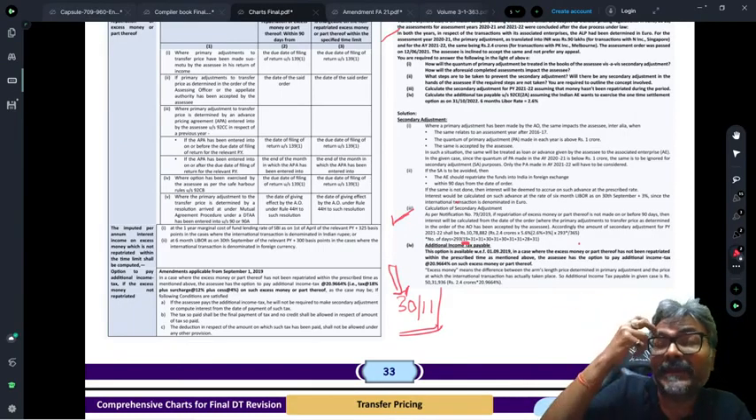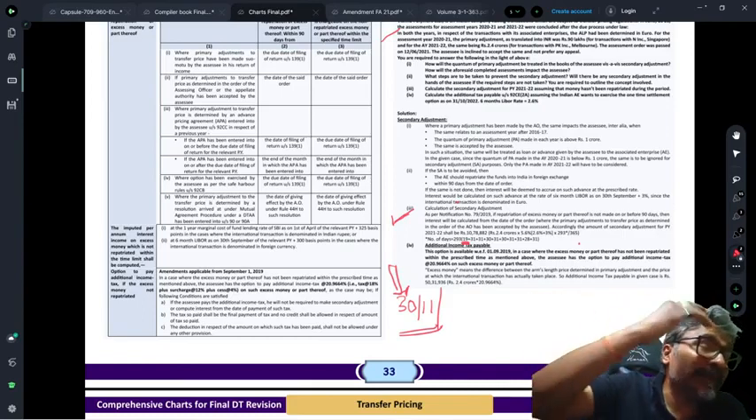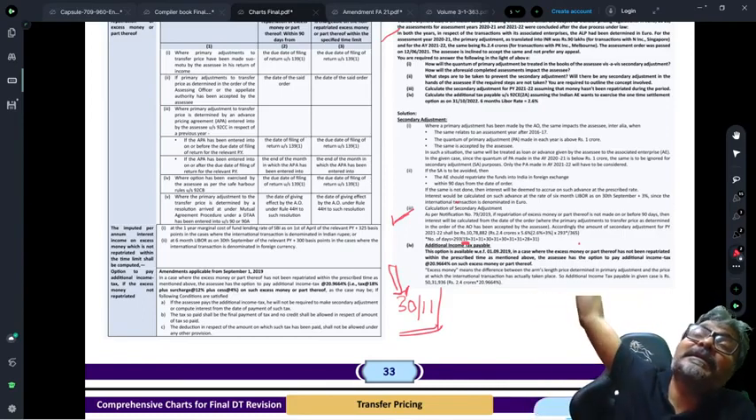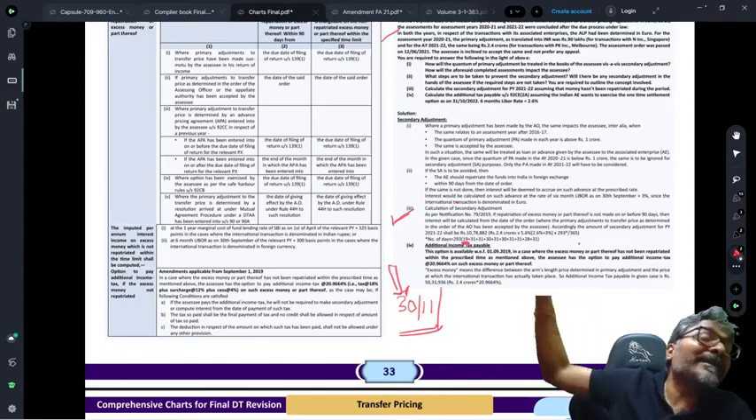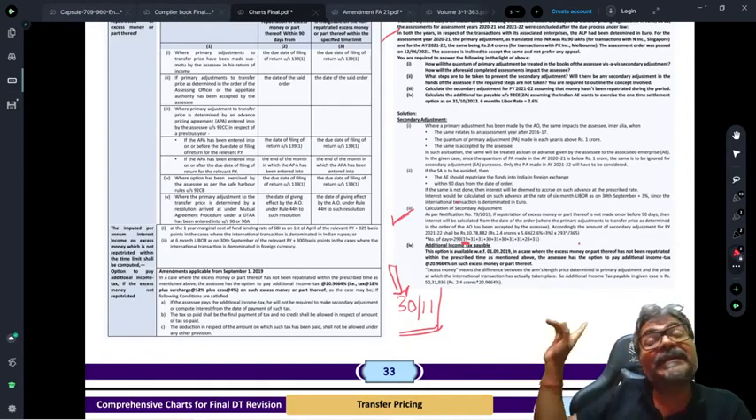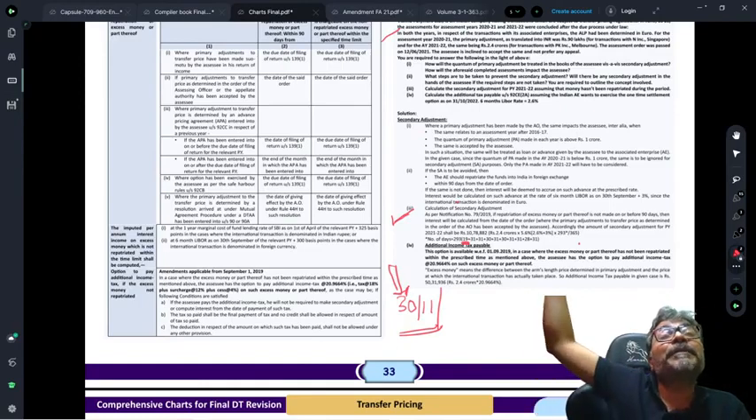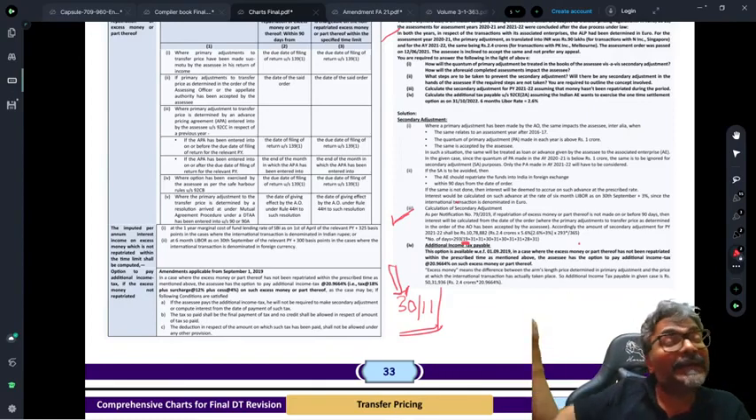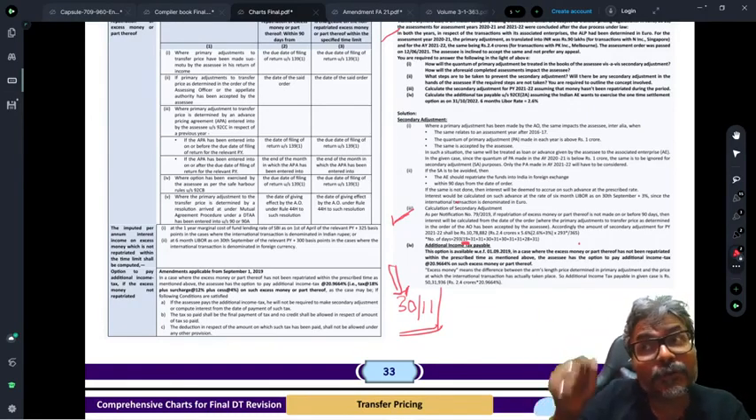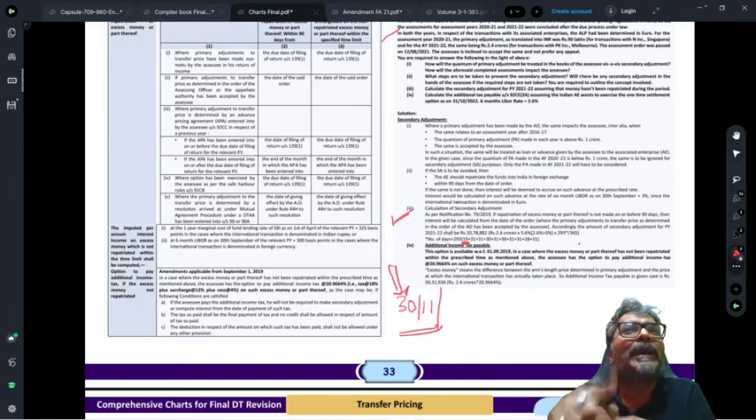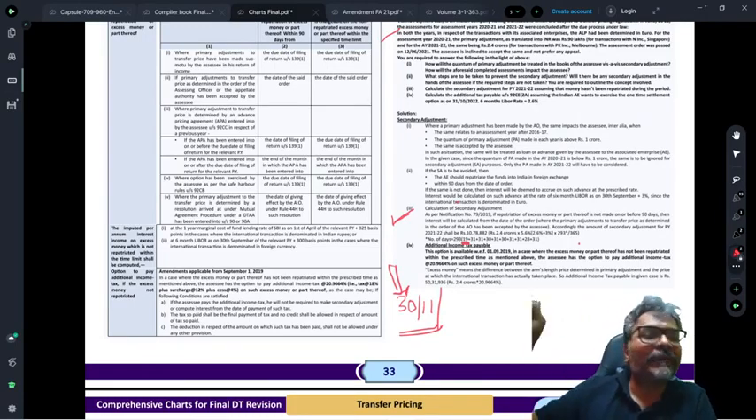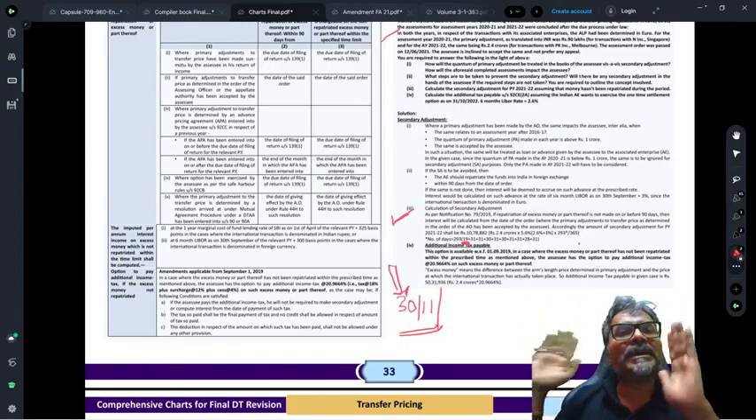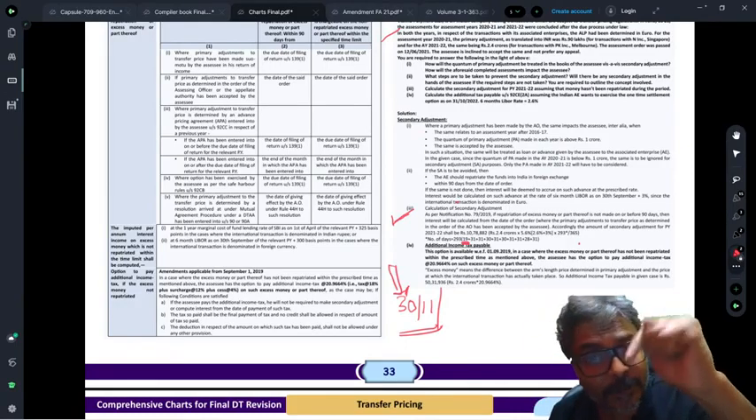But there is also one more variant, students. If the SSE files an appeal, then the appellate authority will pass the order, and finally that order is accepted by the SSE. Then the date of passing of the order by the appellate authority, which is accepted by the SSE, finally, that date of passing of the order will become the relevant date. And that date also would be counted while calculating the period for which the interest will be charged.